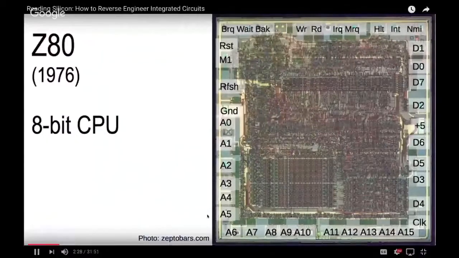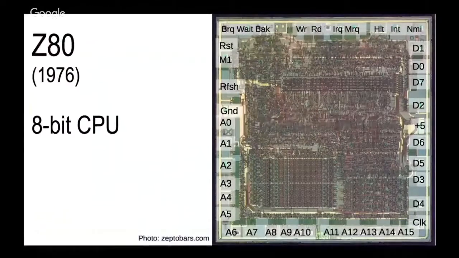This gives you a huge amount of information about what the chip is doing. So you can see up at the top the control pins, which lets you know that the circuitry up there is the control circuitry. You've got address pins around here. You follow those pins and you discover the address bus runs along here.